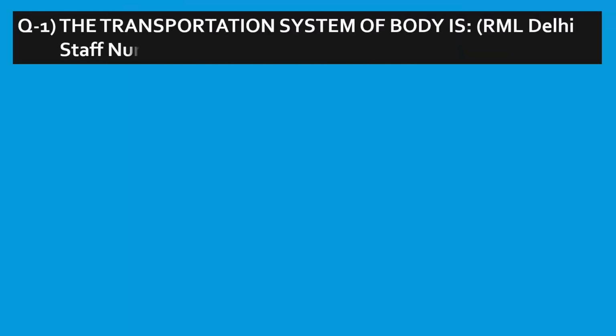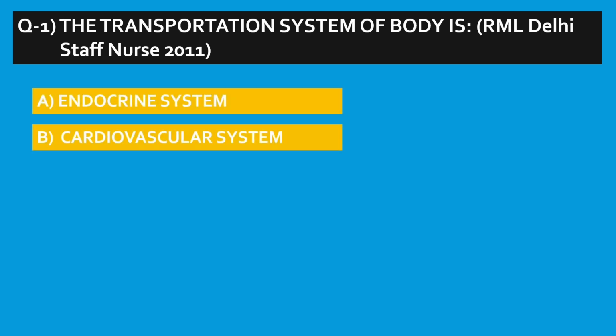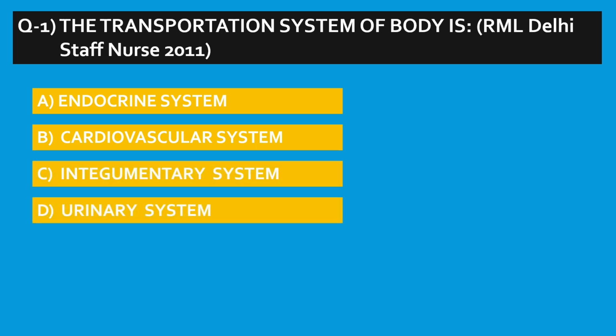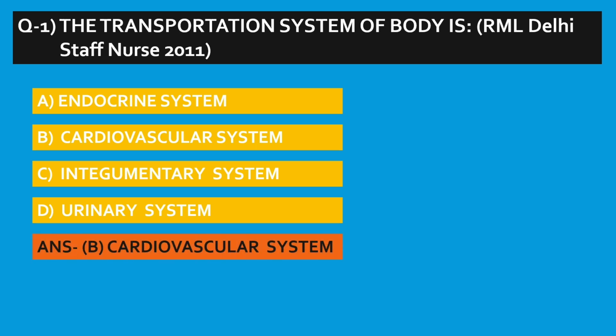So now here we have a question. The transportation system of the body is: option A, endocrine system, option B, cardiovascular system, option C, integumentary system, and option D, urinary system. And the correct answer is option B, cardiovascular system. As we have already discussed, the cardiovascular system consists of three components, that is heart, blood and blood vessels. All three together function in such a way that the whole body receives blood and the heart pumps the blood.